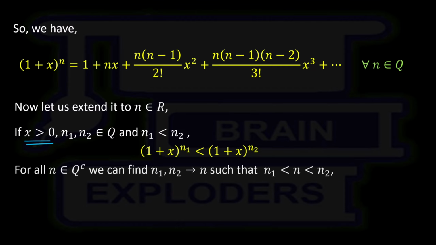Now for all the irrational numbers, we can find n1 and n2 tending to n, such that n1 is less than n and n2 is greater than n. For example, suppose we have root 2 equals to 1.414, or let us take the example of pi, 3.14.